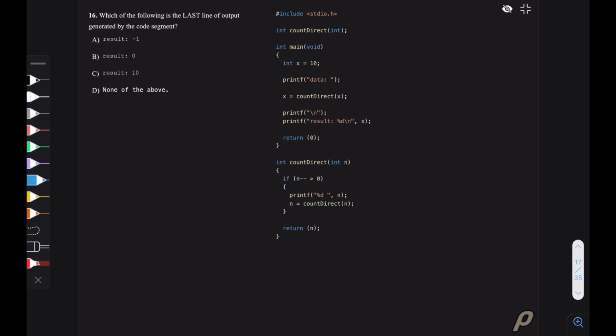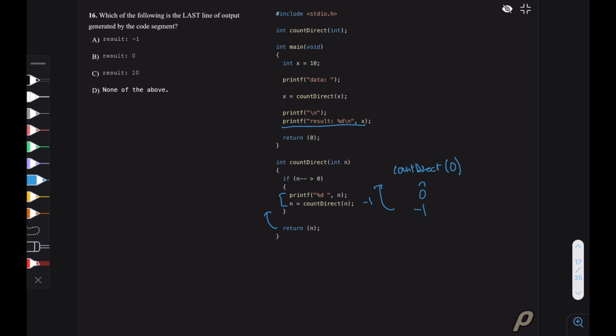As we mentioned, our very last call to count direct, because in this case it's asking us what this result is, so what gets returned by this. So our last call to count direct will be 0, right? As we said here, 0 is not greater than 0, so this will not execute, so we won't call this again. But what will happen is we will subtract by 1, so n will go from 0 to -1. So then we return this -1 back up the chain. So this -1 gets returned.